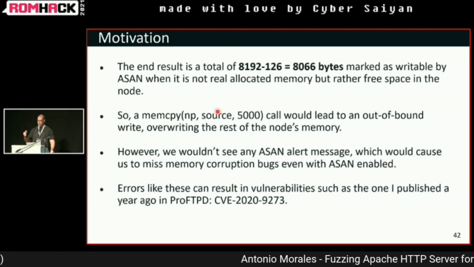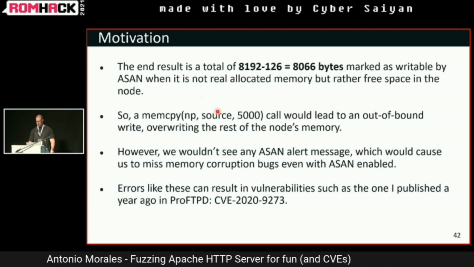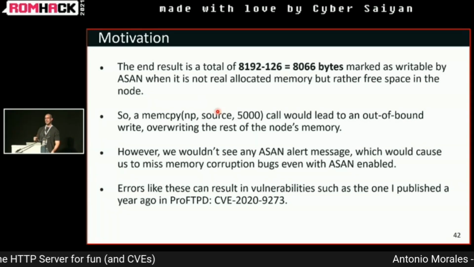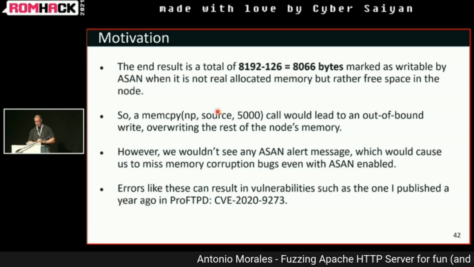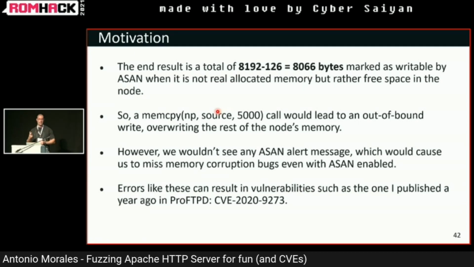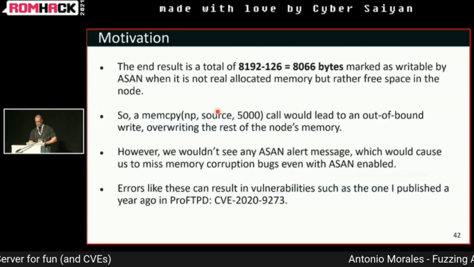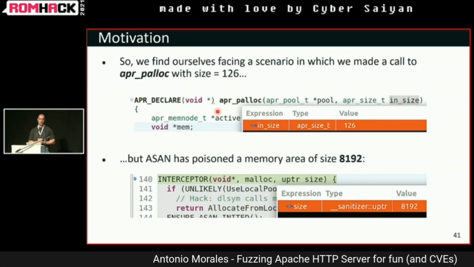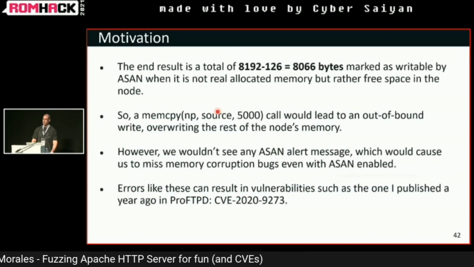This will lead to an overwrite of the rest of the node's memory, because our buffer is of 128 bytes. However, AddressSanitizer will not throw any alert message, because AddressSanitizer poisoned a memory area of 8,192. So it will not throw any alert.